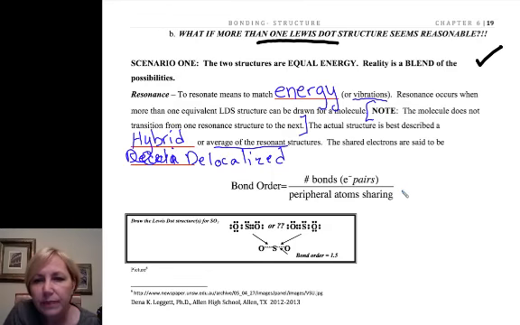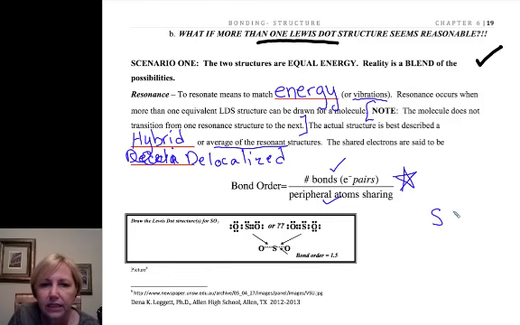Now, we're going to be discussing this term bond order. It's a little bit of a simplified view of bond order, but it's going to be the number of bonds, the number of electron pairs, divided by the peripheral atoms that are doing the sharing. So if we did, let me draw this a little bigger than what that picture ended up being. Okay, let me draw it the same way that we had it.